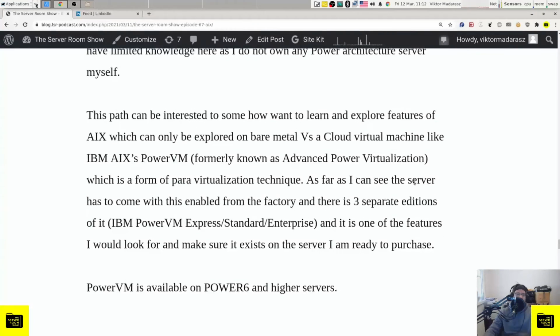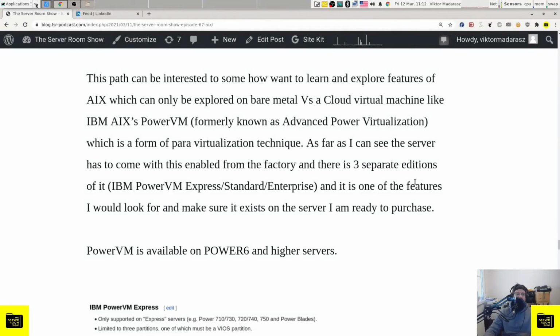So if this is the path you are interested in, and you want to learn and explore features on AIX which can only be explored on bare metal versus cloud, for example IBM AIX's PowerVM virtualization or high availability, then it can be a great addition to your home lab. I definitely would love to have one, a Power 7 or better.